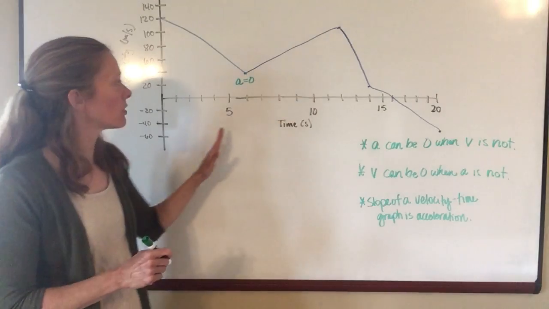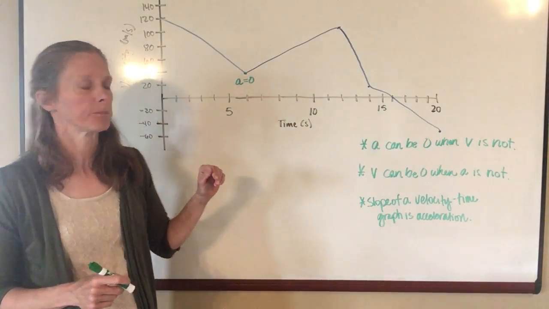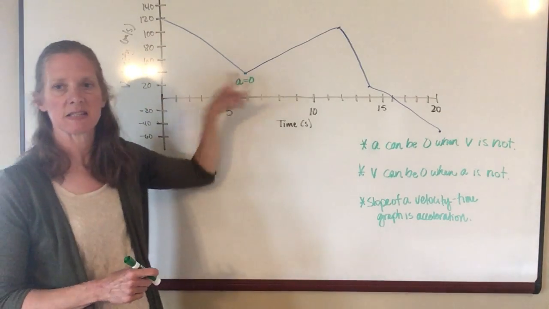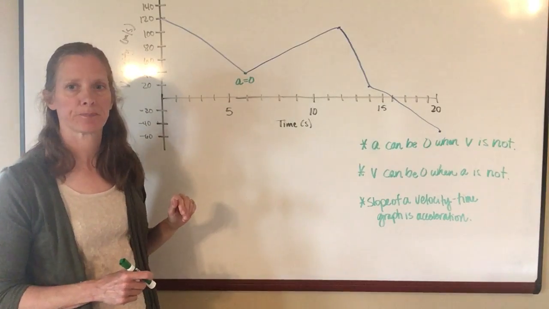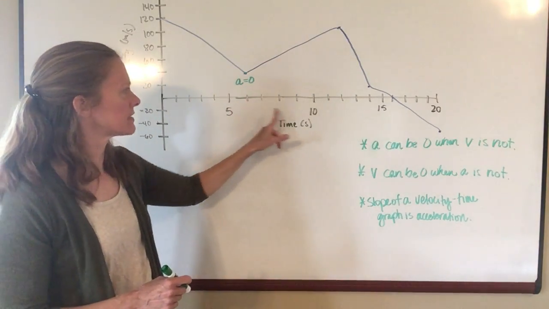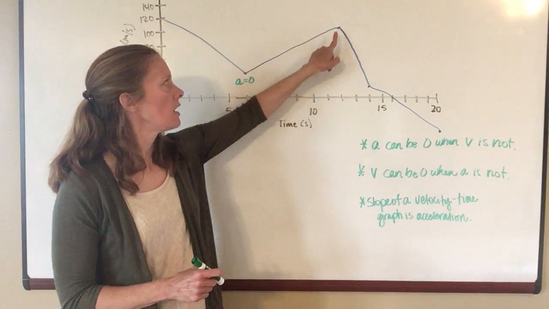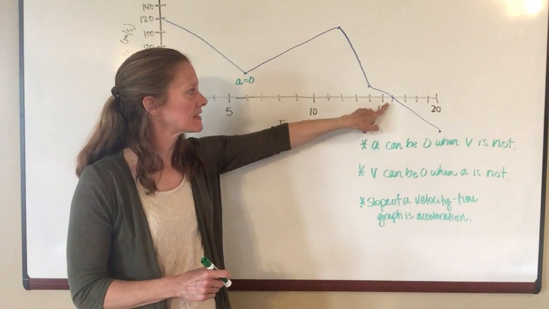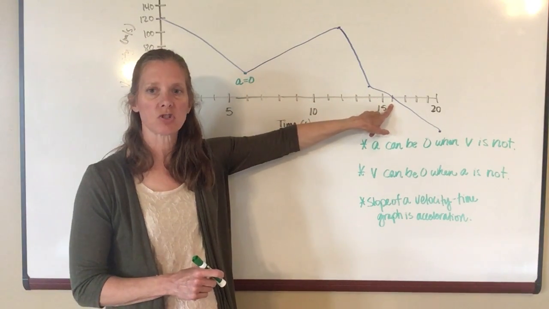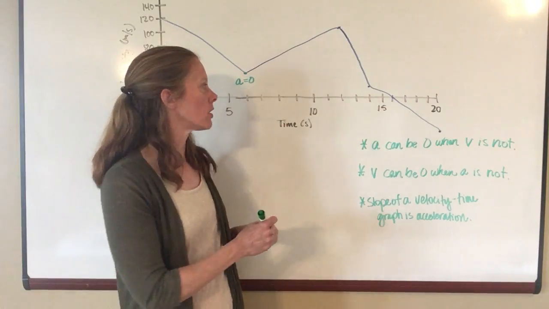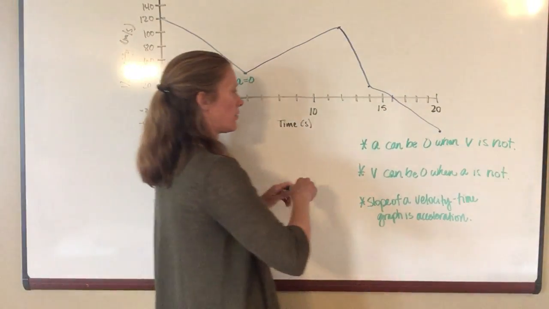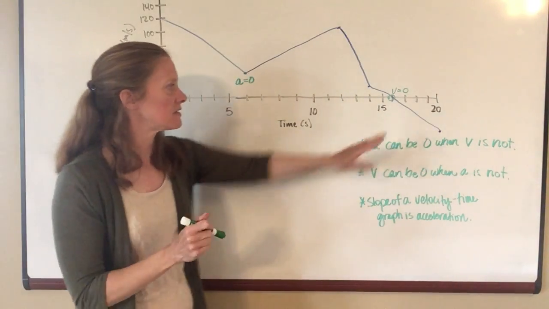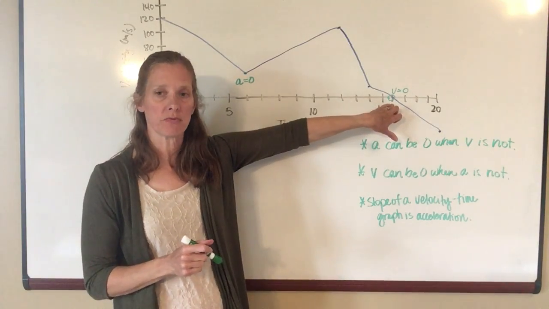So if I look at this graph here, again, this is supposed to be the same one that's in your book. From time equals 1 second to time equals 6 seconds, the object is slowing down. From time equals 6 seconds to time equals 12 seconds, the object is speeding up. From 12 seconds to 16 seconds, the object is once again slowing down. And here, at this point right here, your velocity is 0. So at this instant in time, the object is not moving.